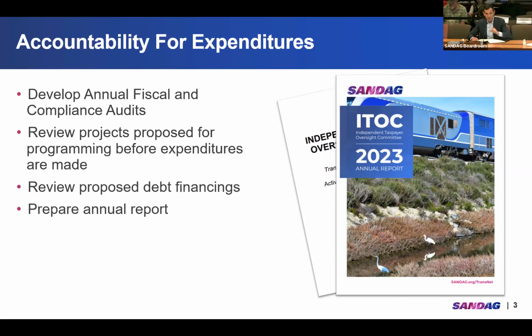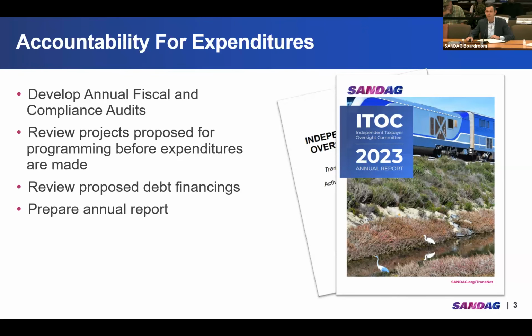We also make recommendations on eligibility of projects, grant funds, and others, because we want to ensure that before any dollars are spent, those recipients are eligible and the projects that they are bringing forward are also consistent with voter mandates and the requirements of the ordinance.